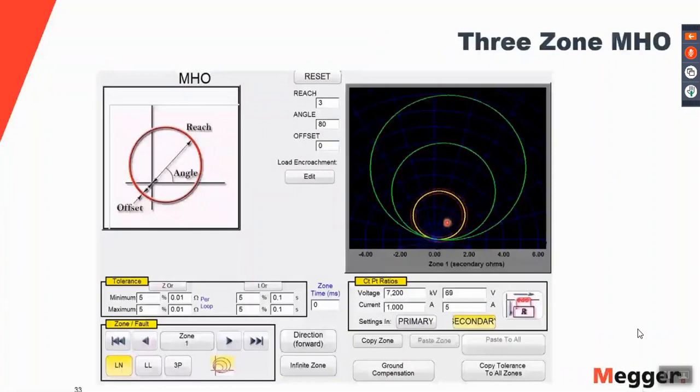In this one, what we have is 3 zones, each of which has a higher reach, but they are all on the same angle, because the angle that you see that Mho circle moved on the plane is what's called the MTA, or the maximum torque angle. That's actually the angle of the line. All right.